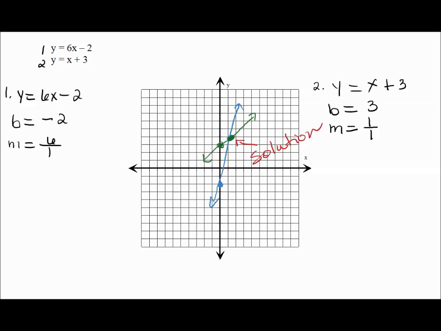Now we need to identify, well, what is this point? To get to this point on the x-axis from the origin, I would move over 1 unit, and then I would move up 1, 2, 3, 4 units. So that means that my solution, I moved over 1 unit on the x-axis, and then I went up on the y-axis 4 units. So that means that my solution is 1, 4.